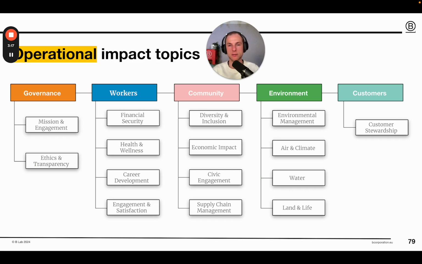The same goes for the environment impact area, for example. So every company has, to a certain degree, an environmental management. So how do you deal with the waste and the water that you create and use? How do you deal with the land and the life around you, the ecological world around you? So again, these are all questions that you can ask any company because it relates to the day-to-day operations of that company.